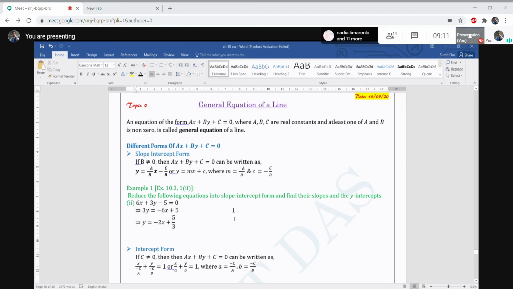Can anyone tell me what the slope is? What is the slope of this line? From this equation, what will be the slope? We can tell it directly without solving anything. So what is the slope? First reply to me. At least respond something.